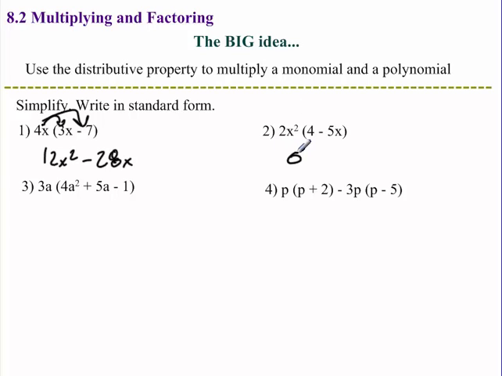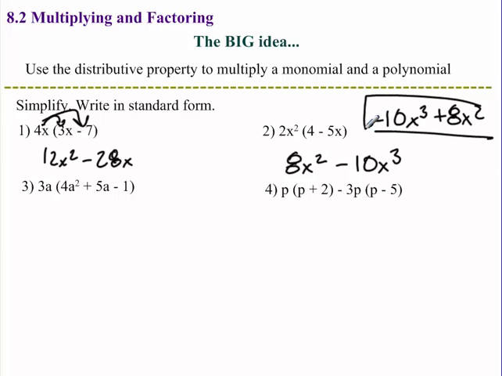Alright, so this should be 8x squared minus 10x cubed. Okay, just distributed it. Now it's not in standard form, so my final answer is actually going to be negative 10x cubed. Remember, it is negative, so it stays negative, plus 8x squared. There's my final answer.